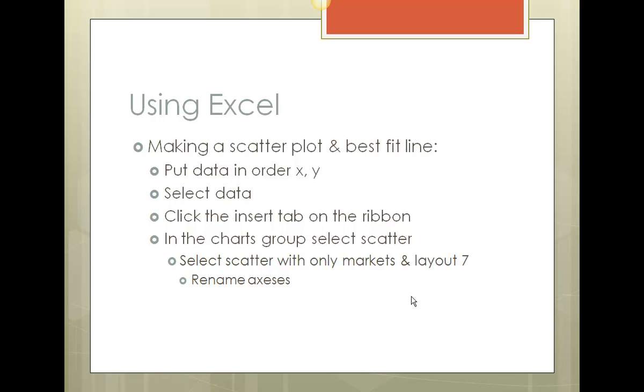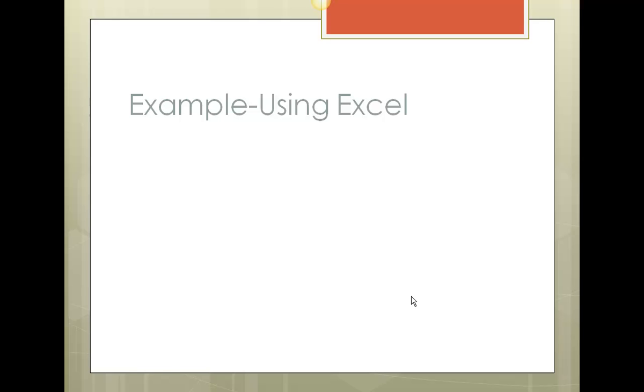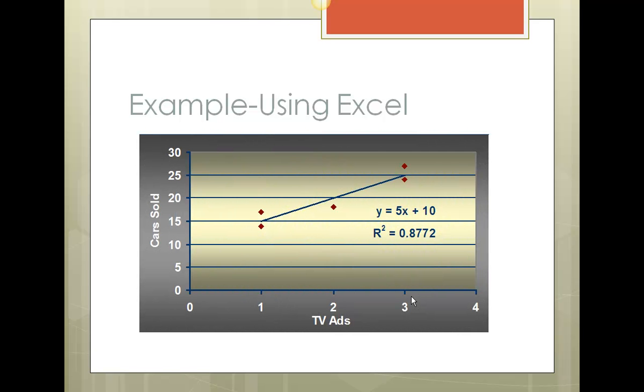Now notice I selected layout 7. Layout 7 is the one that actually gives you the regression equation there. It also gives you an r squared. So if we follow that methodology using this data set, we will get that same equation, y equals 5x plus 10. So if you have 0 ads, you're expected to sell 10 cars. Each additional ad is expected to result in the sale of 5 additional cars.